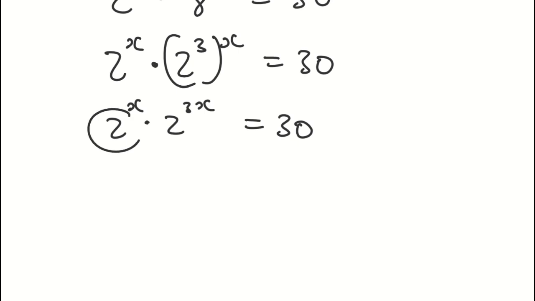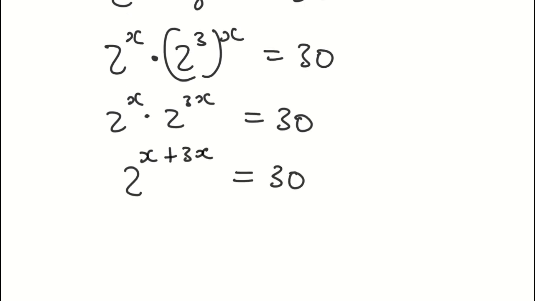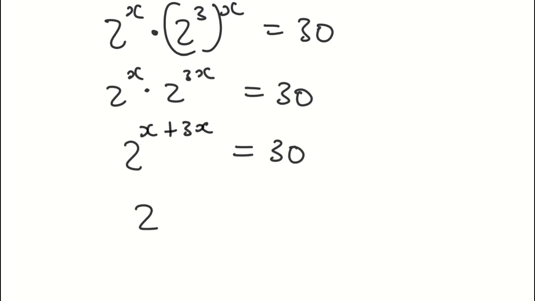Let's now use the multiplication law of indices. If you have the same base, as we have 2 and 2 here, we can in fact add the exponents x and 3x. So this is going to be 2 raised to x plus 3x. This is equal to what? 30. Are you still with me? Now this is going to be 2 raised to. Can I add x to 3x? Of course you can. So that's going to be what? 4x. And this is equal to 30.